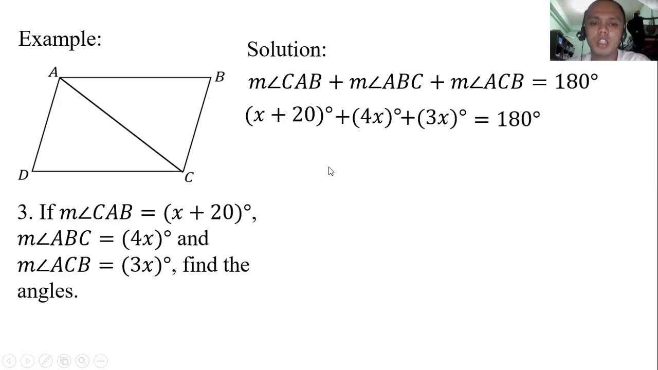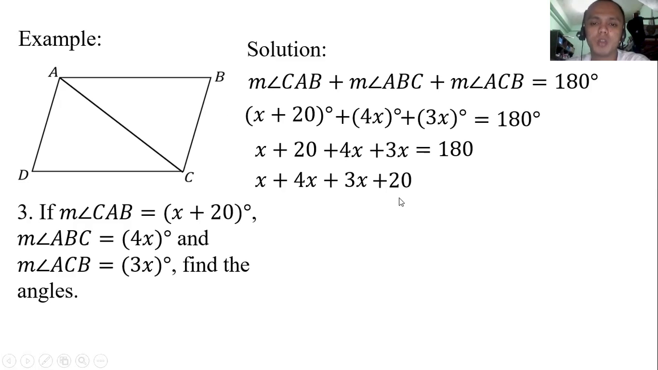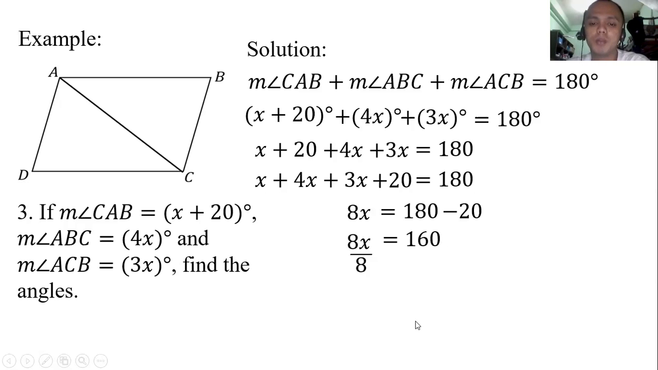Now, remove muna natin yung degrees so that we can find the value of x. Combine the similar terms. We have x plus 4x plus 3x plus 20 equal to 180. Okay, x plus 4x plus 3x, that would be equal to 8x equal to 180 transpose 20. Then we have here negative 20. 180 minus 20 is equal to 160. Then divide both sides by 8. Cancel this out. We have x is equal to 160 divided by 8 is equal to 20.